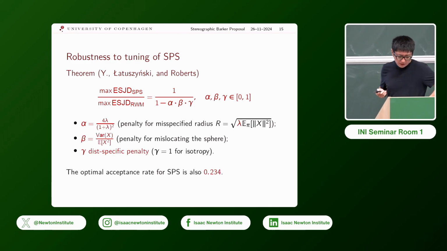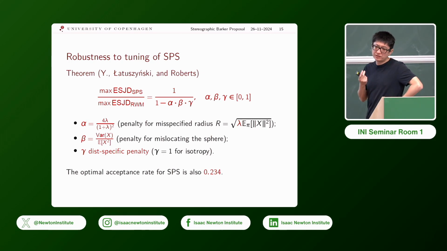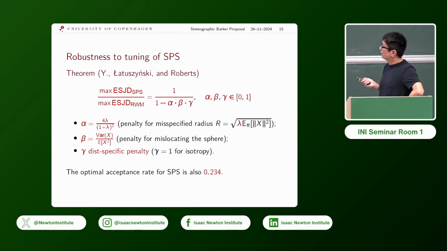This alpha is a penalty for the misspecified radius capital R. So basically, it's another tuning parameter. If you choose this radius R tuning parameter larger or smaller than the optimal one by a factor square root of lambda, then this alpha becomes a function of lambda. So you can see when lambda equals 1, alpha equals 1. Right? But for any lambda, this alpha is always between 0 and 1. So it won't change this ratio. This ratio is always no smaller than 1.